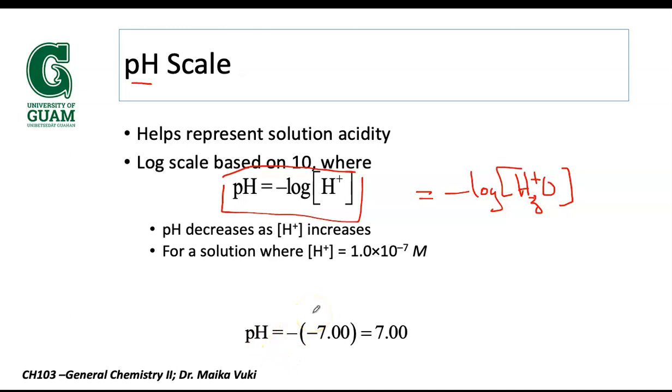Okay, so what is the pH of a solution with 10 to the power of minus 7 H plus? This will be the pH, minus log of the concentration. So this is the concentration. Take the log of that. It'll be a negative number. That is minus 7. And with the negative sign, it'll give you the positive value.